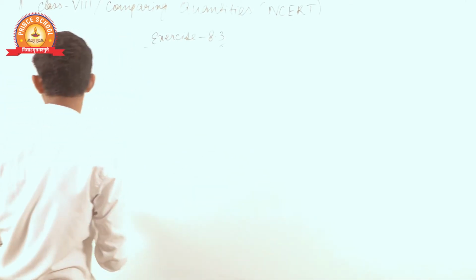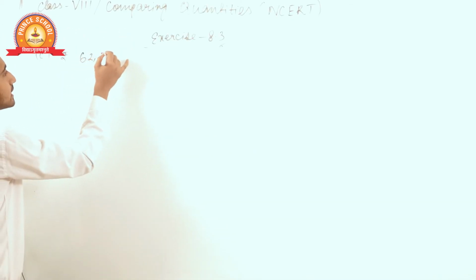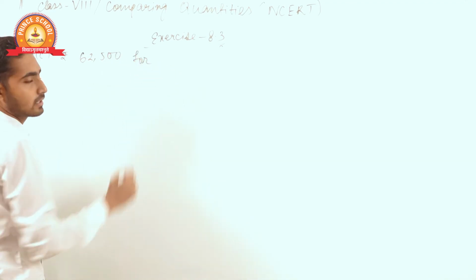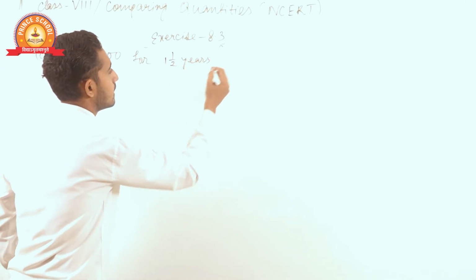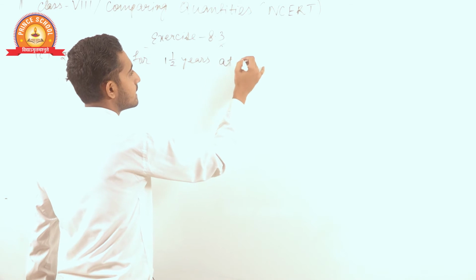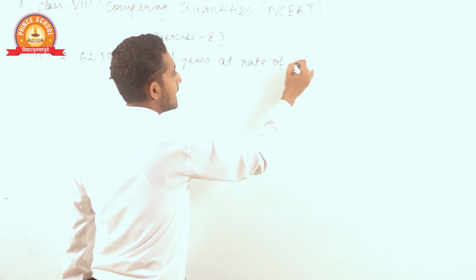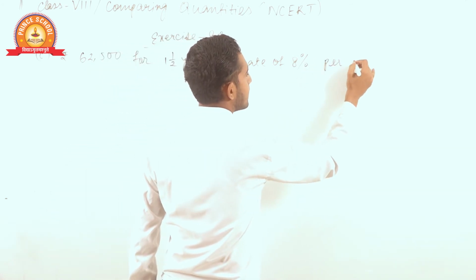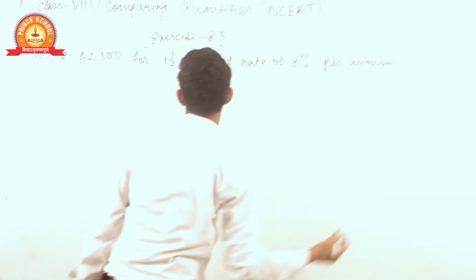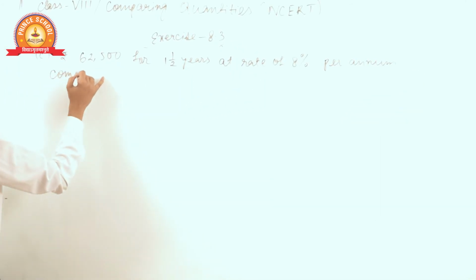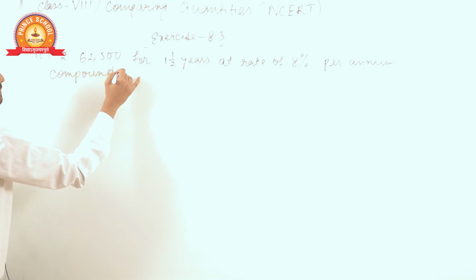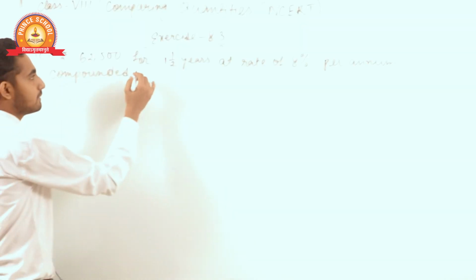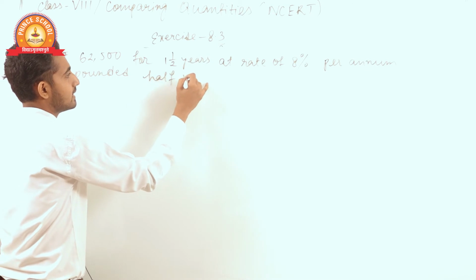Question number C. Now in this question, given 62,500 rupees, for how many years? For 1.5 years, at the rate of 8% per annum compounded half yearly. That is very important, half yearly.